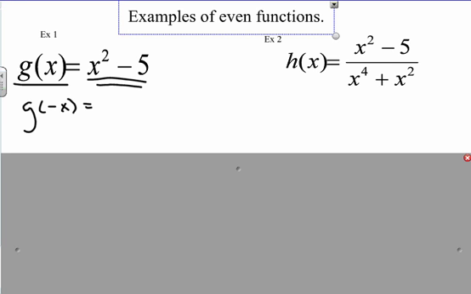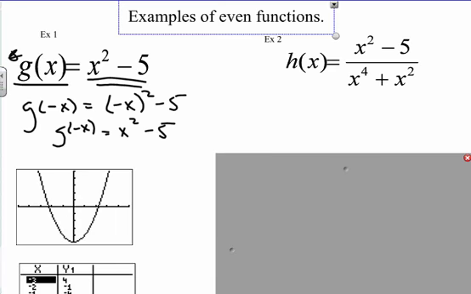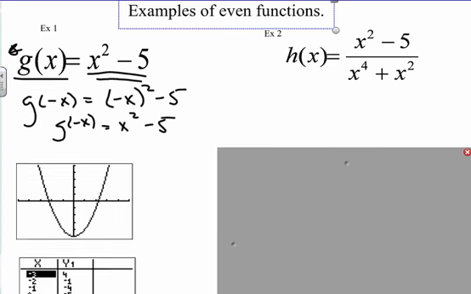We're going to plug in negative x into this function. What happens is, well, negative x squared is x squared. We have minus 5. And we begin to have the same value as our original function. It's the same equation. Therefore, we have symmetry over the y-axis. We can verify this both graphically and numerically. That means using a table.